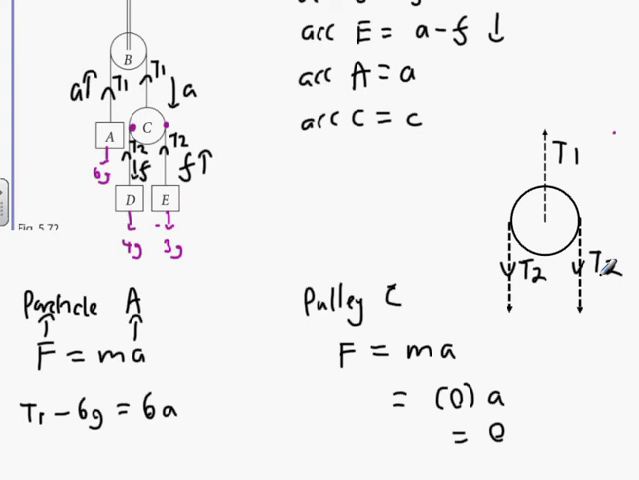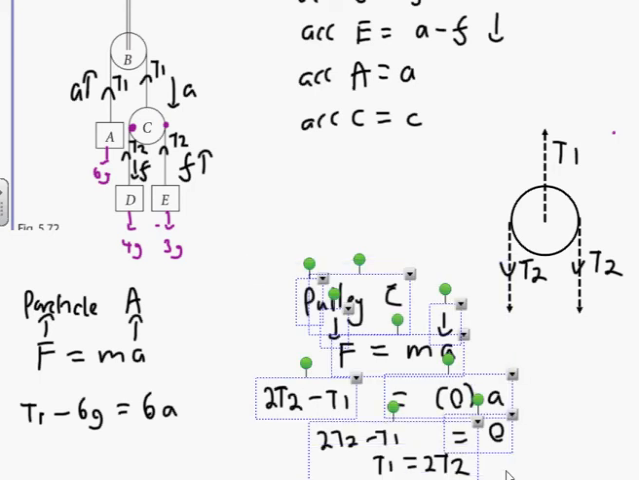That makes sense? So we're assuming that it's going down. Pulley C is going down, so we're going to write down the downward forces minus the upward force. What's the downward force for pulley C? 2T2 minus T1 equals 0. So 2T2 minus T1 equals 0, T1 equals 2T2. Okay, so that is your second one done.